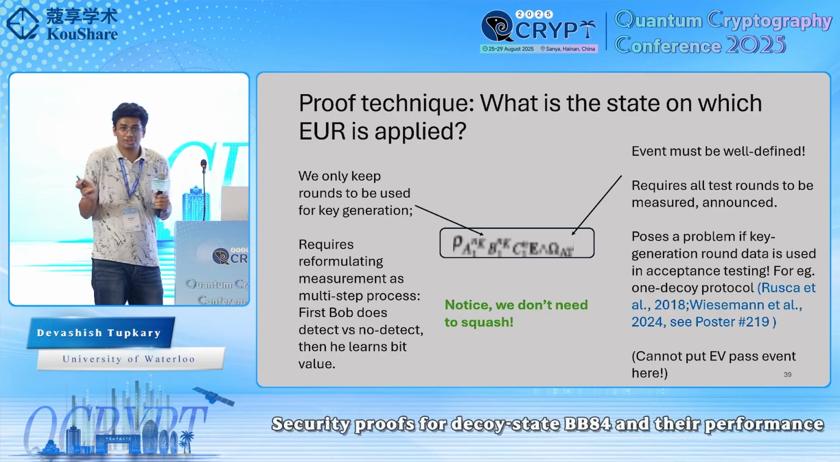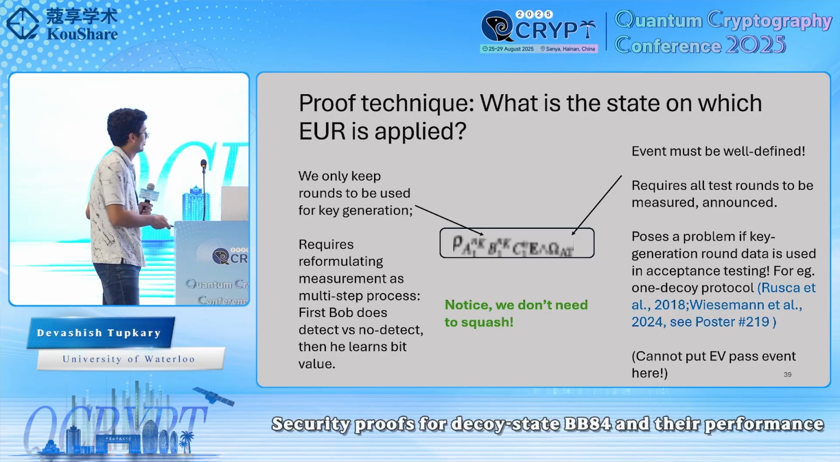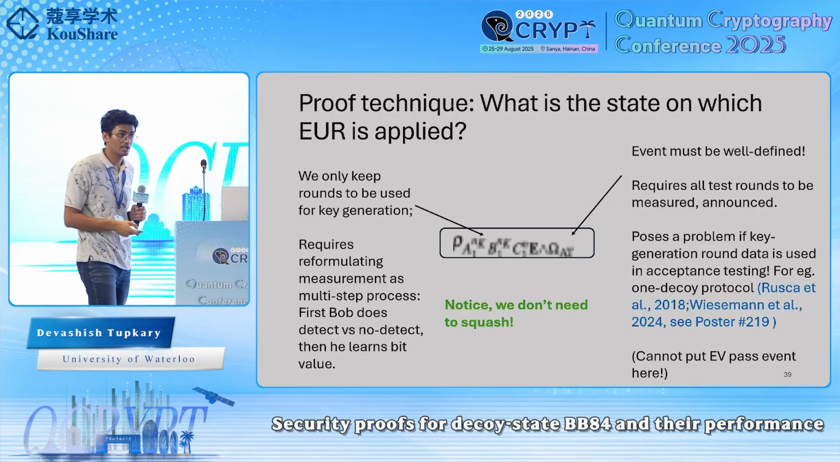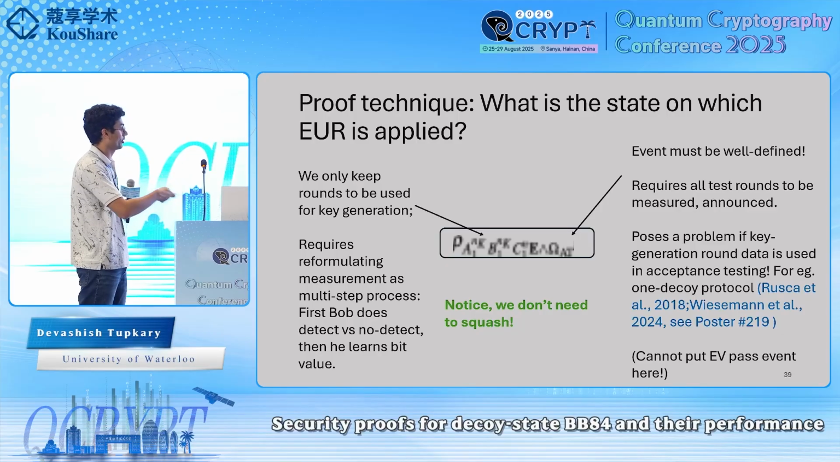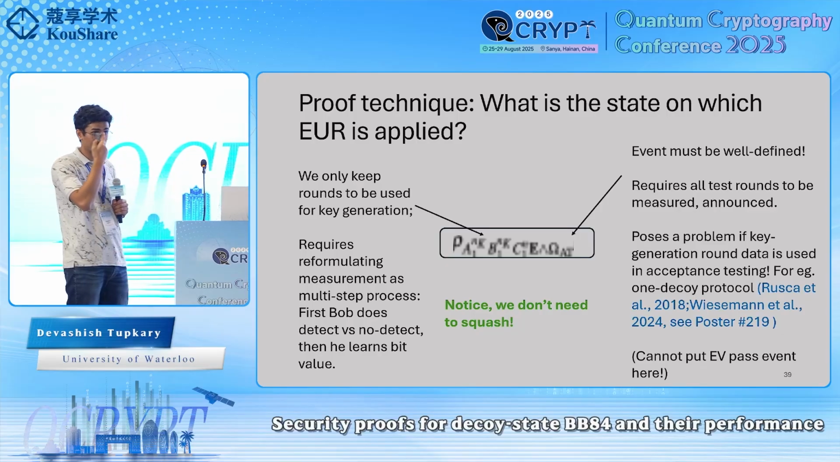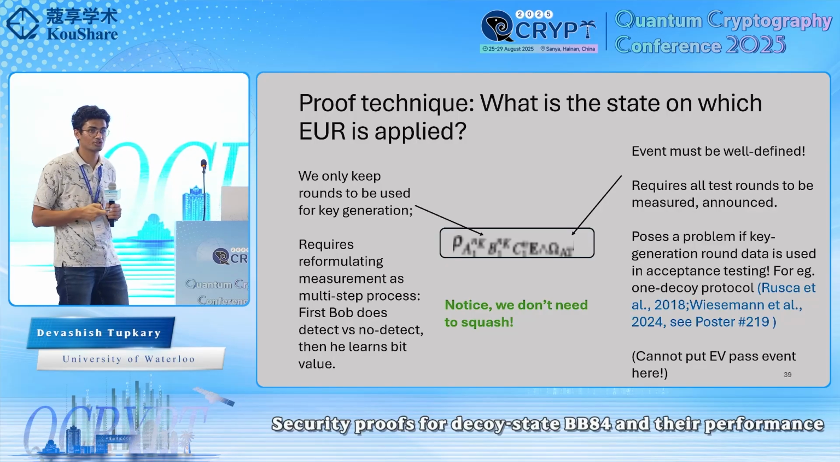Notice we don't need to squash. We don't really care about Bob's measurement per se here. As such, we are going to use data processing to make Bob be classical, etc. And so we don't need to squash when we use it.